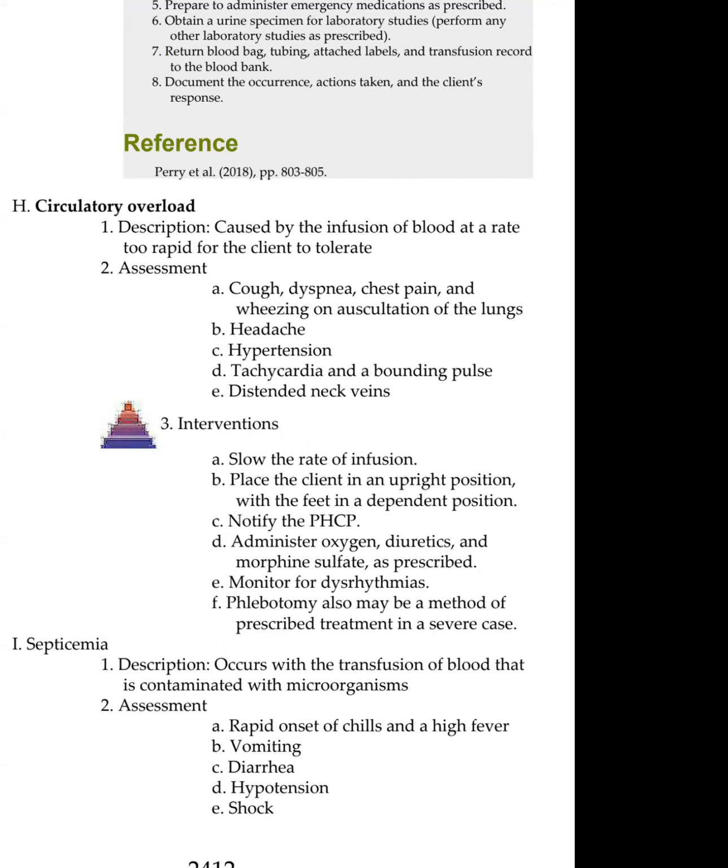Whenever there is a circulatory overload, these are the important drugs. Oxygen is important, and diuretics to reduce the fluid overload, and morphine sulfate to relieve the chest pain and congestion. Whenever you see chest pain and morphine, then try to select that morphine sulfate.